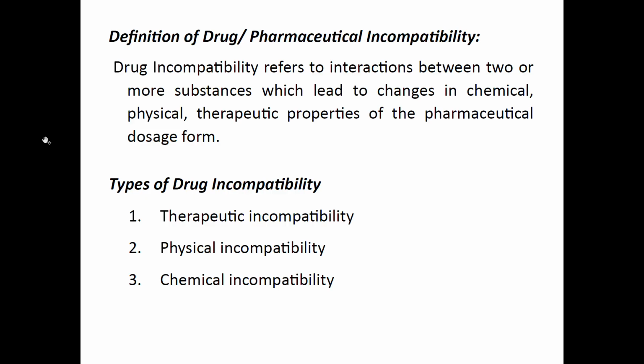So drug or pharmaceutical incompatibility refers to the interaction between two or more substances which lead to changes in chemical, physical, therapeutical properties of pharmaceutical dosage form. So it can be of three types as per the definition, like physical incompatibility, chemical incompatibility, and therapeutic incompatibility.